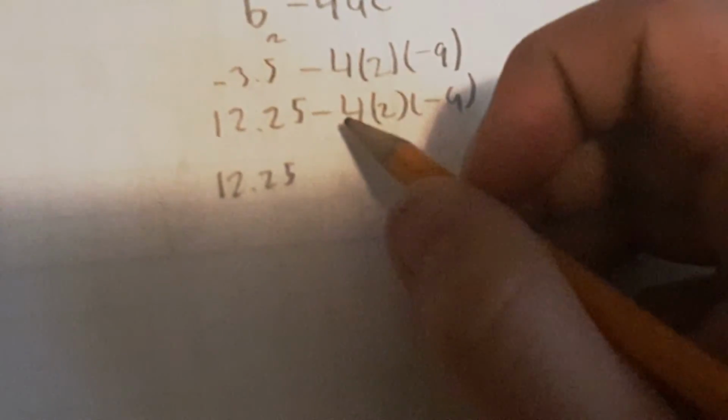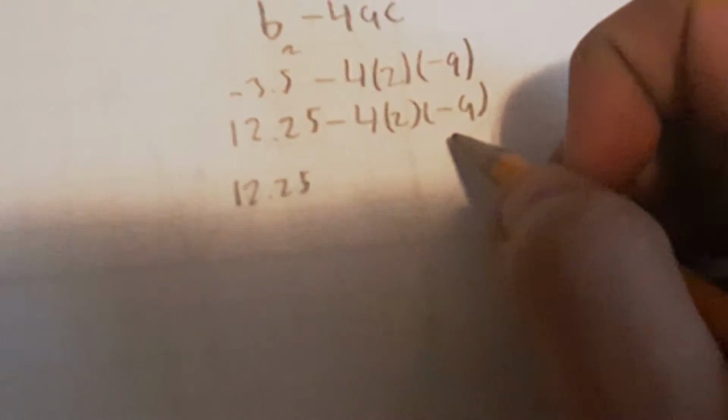Next we will multiply these three. So we rewrite the 12.25, and then we multiply negative 4, 2, and negative 9. When we multiply all three of these, we get positive 72.